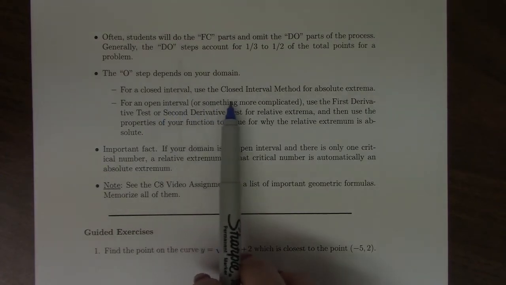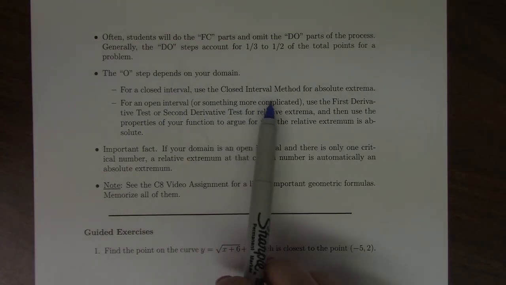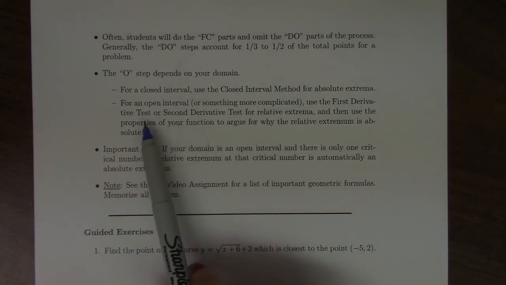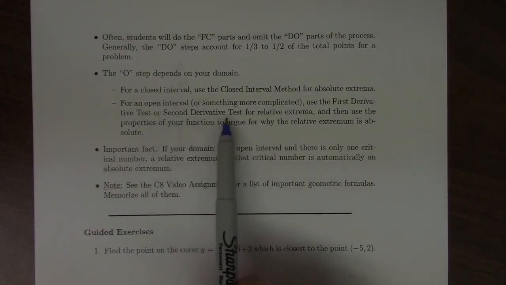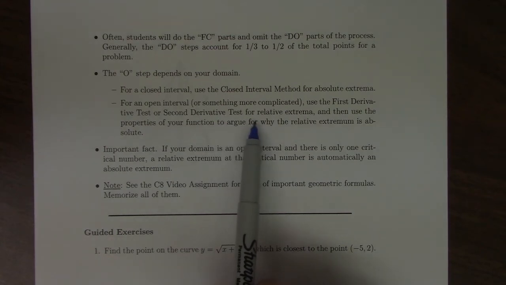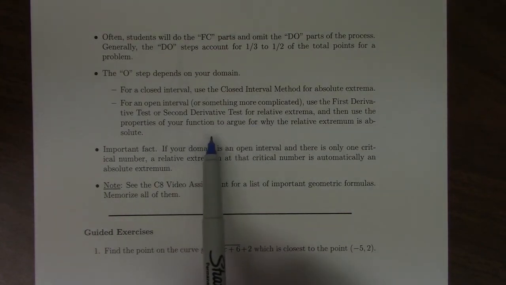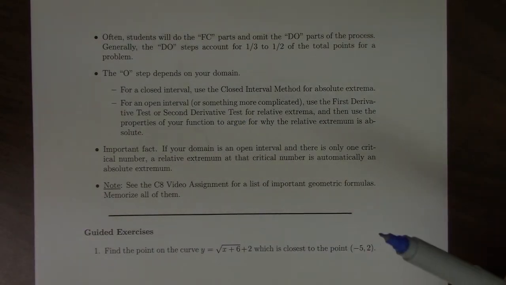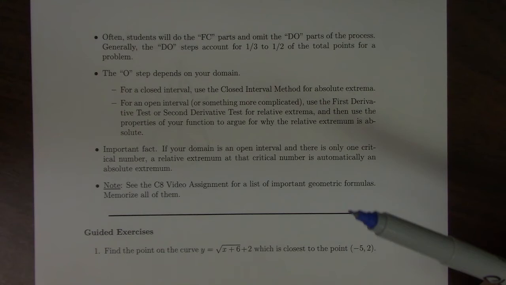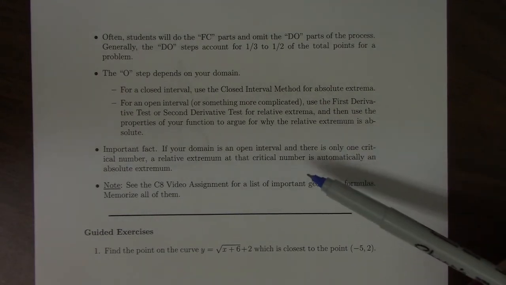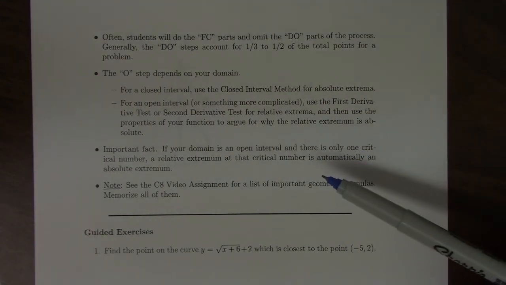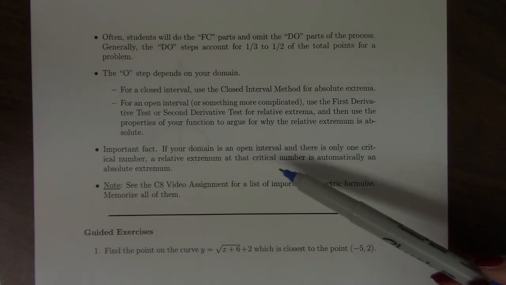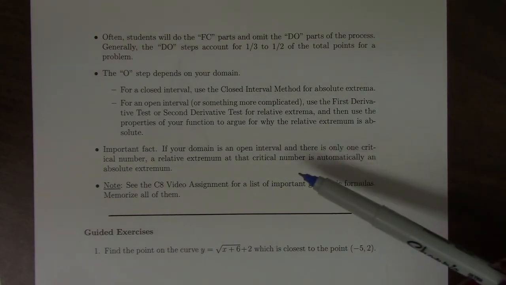The optimization step depends on your domain. So if the domain's closed, we use the closed interval method, which is where we make the table of values. If you have an open interval or something more complicated, then the first or second derivative test will find the relative extrema, and then we can use the properties of our function to argue why they are absolute. That could be using limits, or just knowing things we know about the function. And if your domain is an open interval and there's only one critical value, then the relative extremum of that critical value is automatically an absolute extremum.